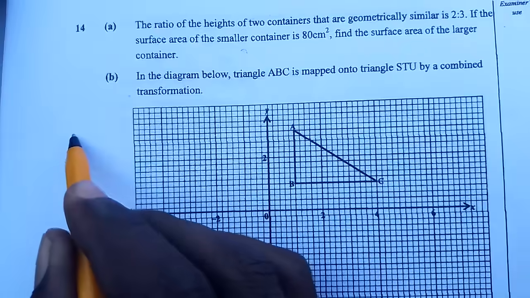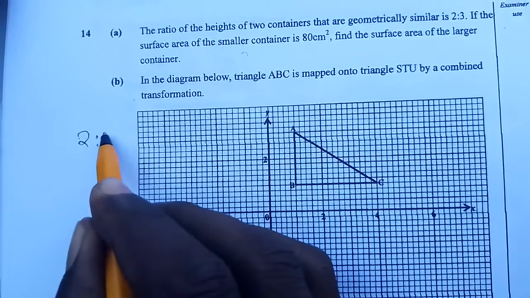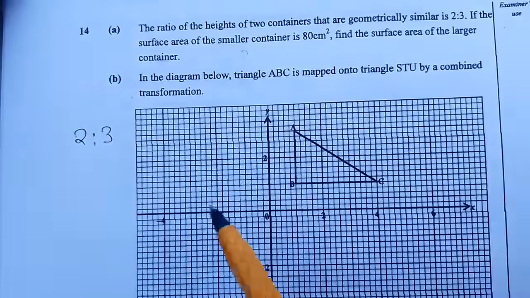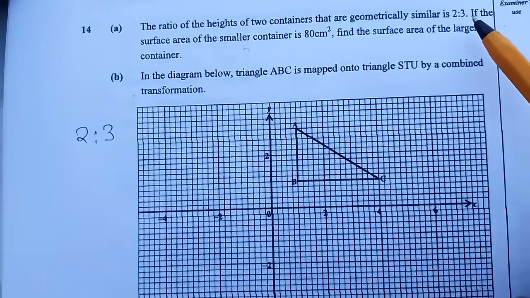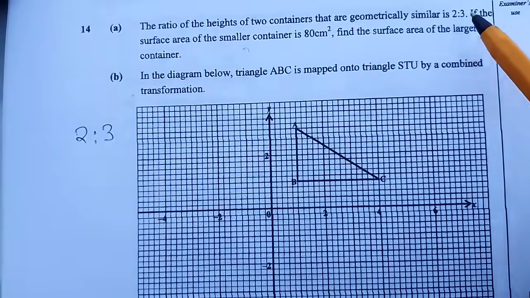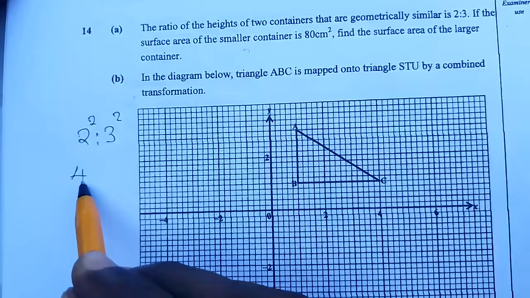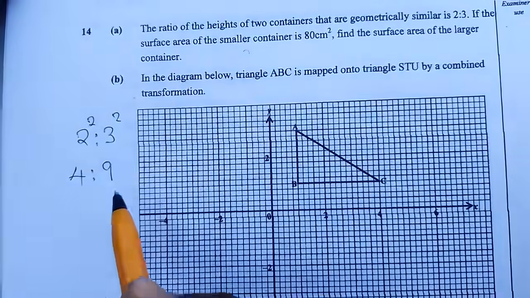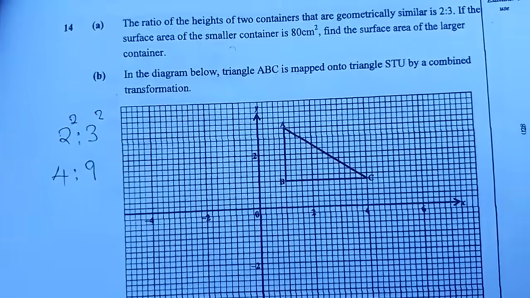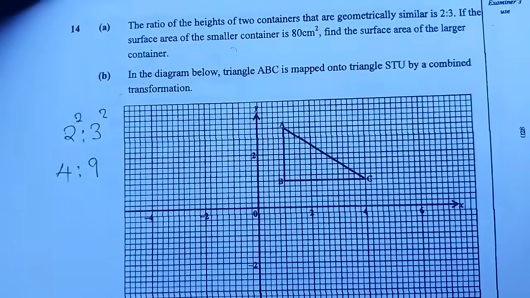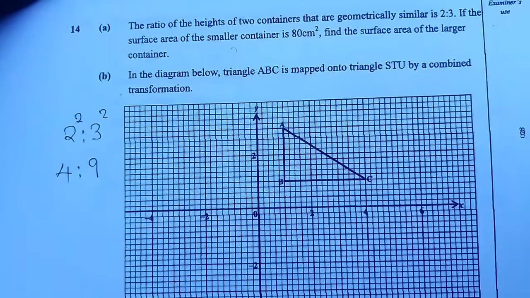We are given 2 to what? 2 to 3. So these are what? These are the heights. So we just need to square those so that we find the area. Square. So it is 4 to what? 4 to 9. When you square, this is what you are going to have.